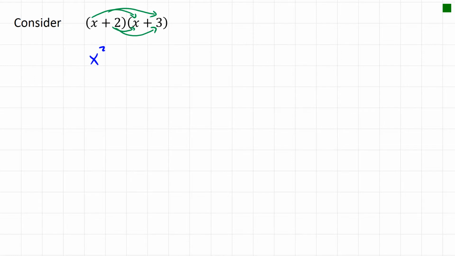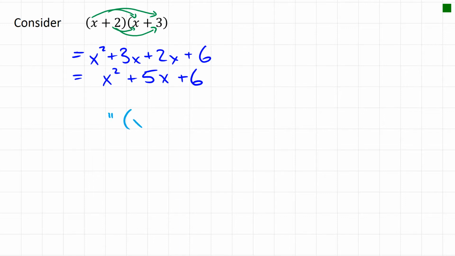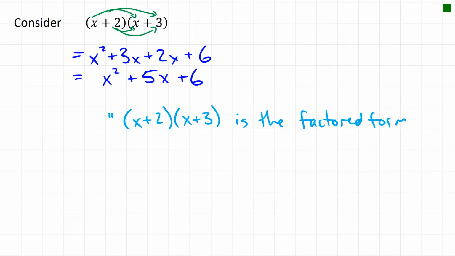So we get x squared, 3 times x is 3x, 2 times x is 2x, and 2 times 3 is 6. And simplifying, I get x squared plus 5x plus 6. Well, what that means is that x plus 2 times x plus 3 is the factored form of x squared plus 5x plus 6.